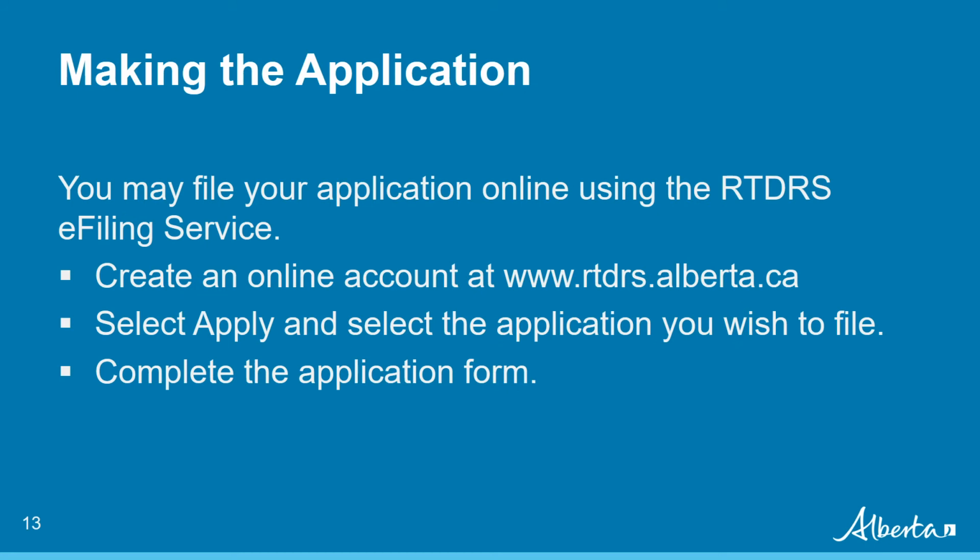Making the application. You may file your application online using the RTDRS e-filing service. To make an application online, go to www.rtdrs.alberta.ca and click on the RTDRS e-filing service. Create an RTDRS e-filing service account. Select Apply on the dashboard homepage. Select the application type that you wish to file. Complete the online application form.